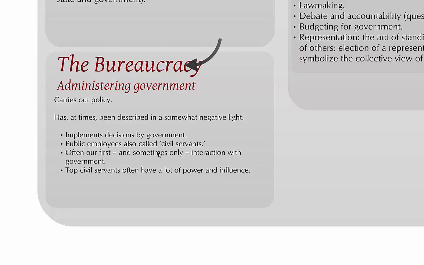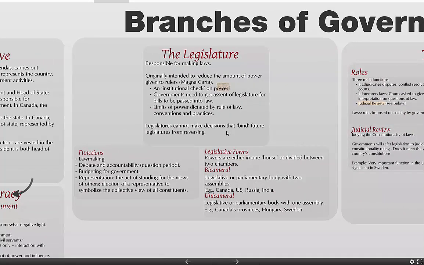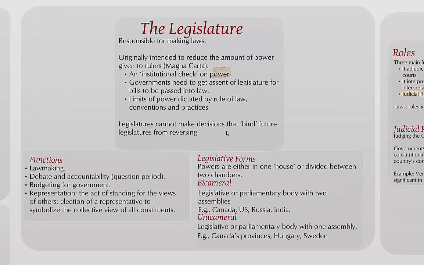And it's often our first and sometimes our only interaction with government. Most of us don't get to talk directly to a president or prime minister or a minister, but many of us will talk to a clerk in a registry office, or maybe if we lose our job, we go to an employment office, and so on and so forth. So there's a lot of places we will talk to civil servants, including police officers and so on. Now, top civil servants often have a lot of power and influence, and there's a whole branch of political science just looking at that. The legislature is the place where laws are being made.